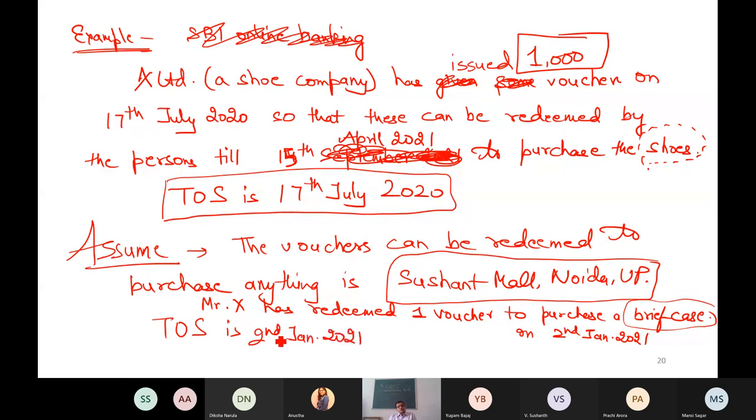In case the supply is identifiable at the time of issue of the voucher, the time of supply will become the date of issue of the voucher. If the supply is not identifiable, then you have to wait till these vouchers are redeemed separately. Please raise your hand if this voucher point is clear.